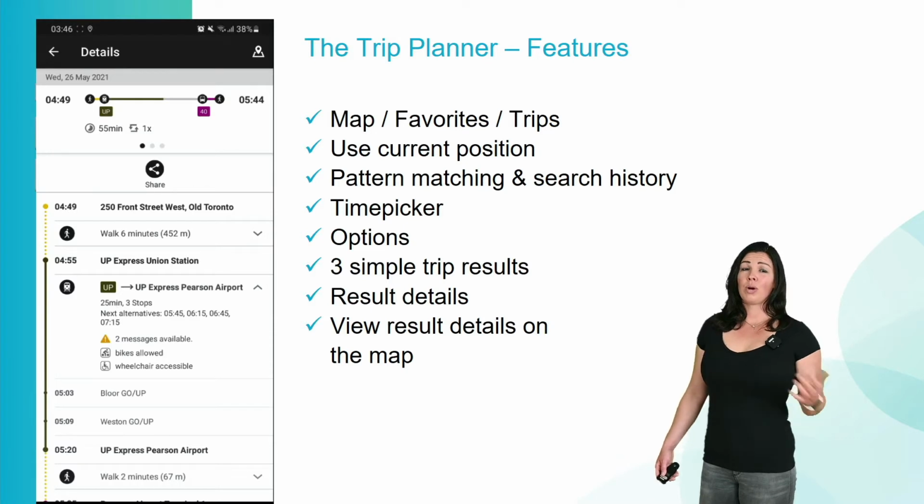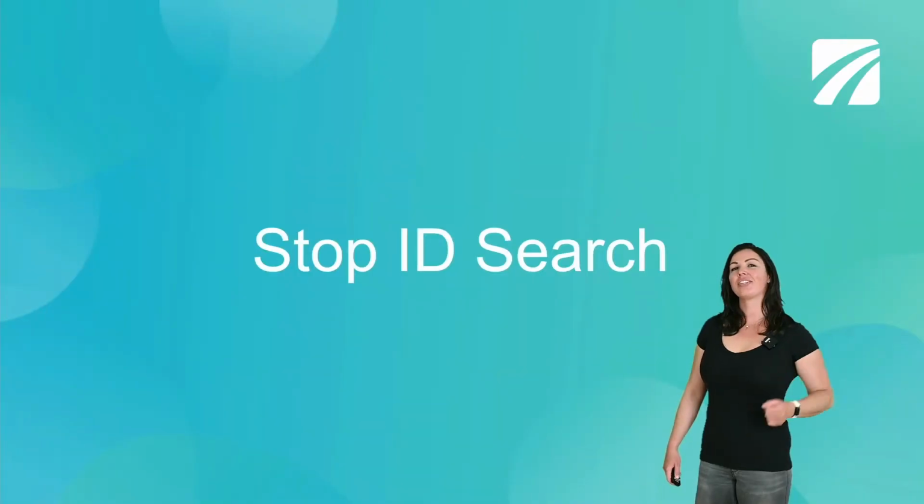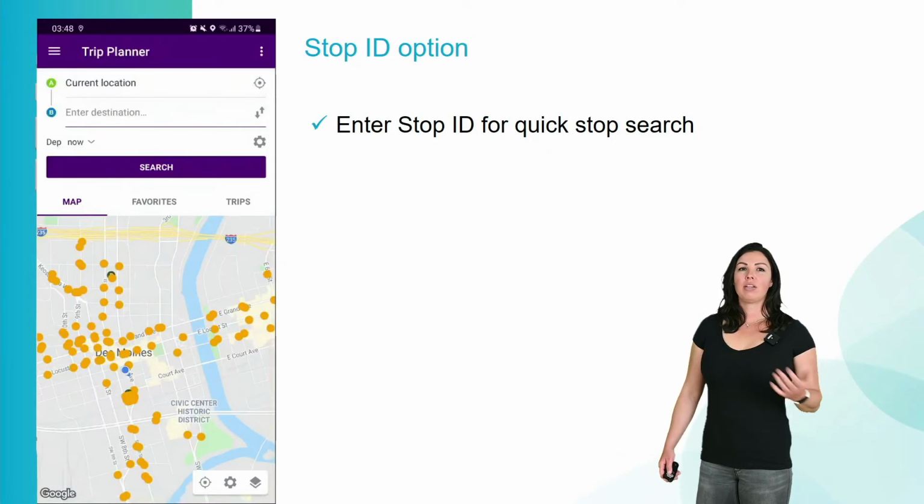So, quite a lot of really great features, and we have so many more, but let me show you a couple more highlights. Let's talk a little bit about the stop ID search. So many of us use stop IDs to help customers find their stops better. The HackOn Trip Planner does this as well.